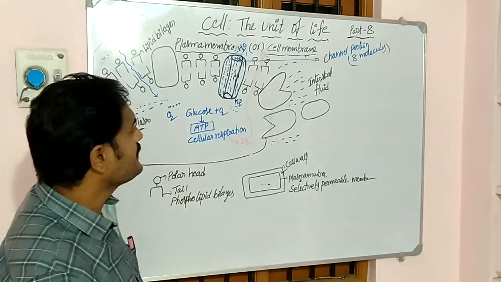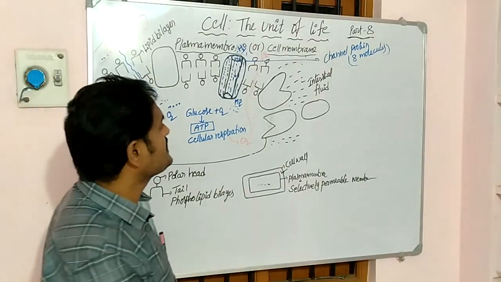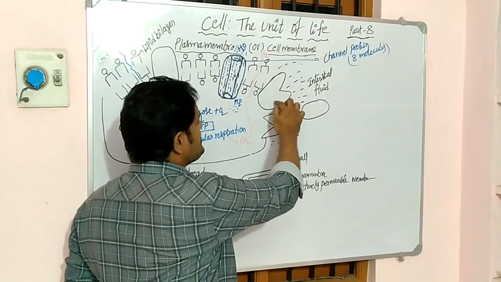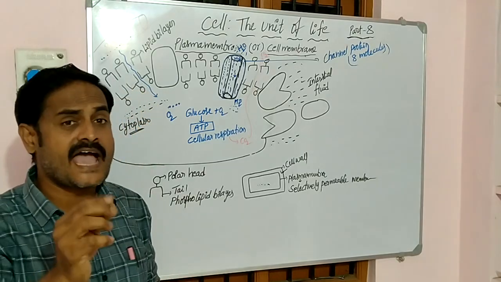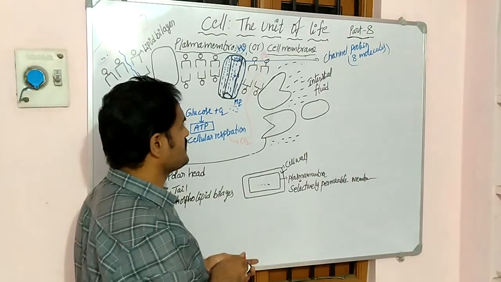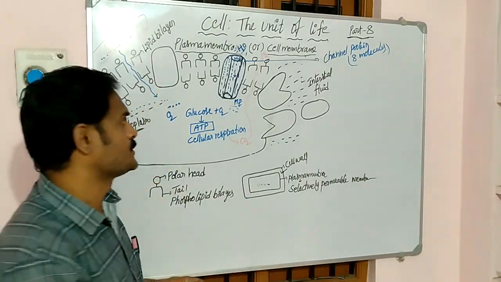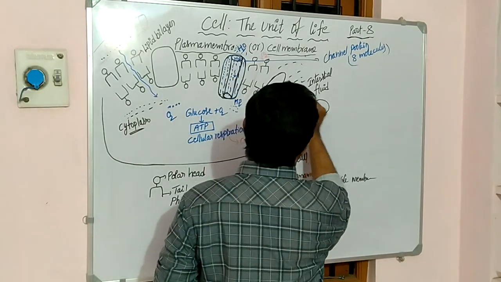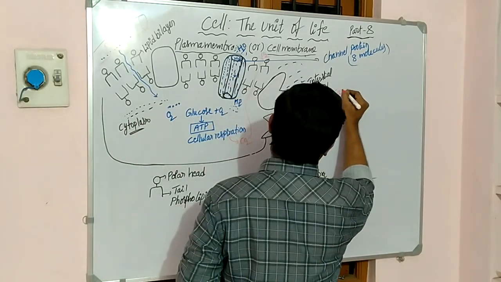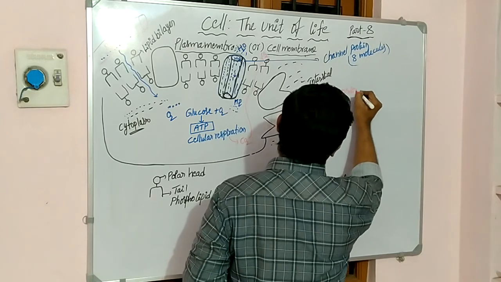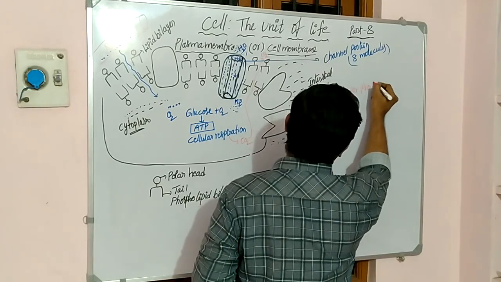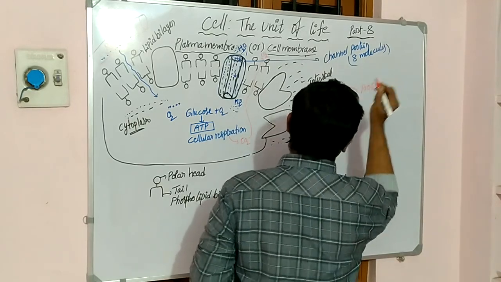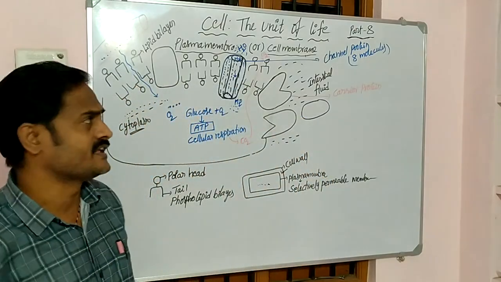Then coming to another type of protein. See, this is called carrier protein. This kind of protein is called carrier protein. So what is the function of this carrier protein?